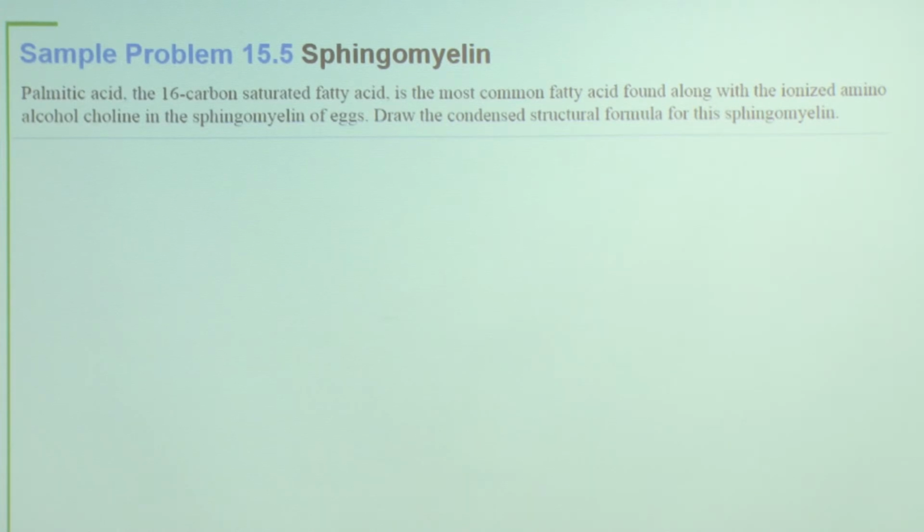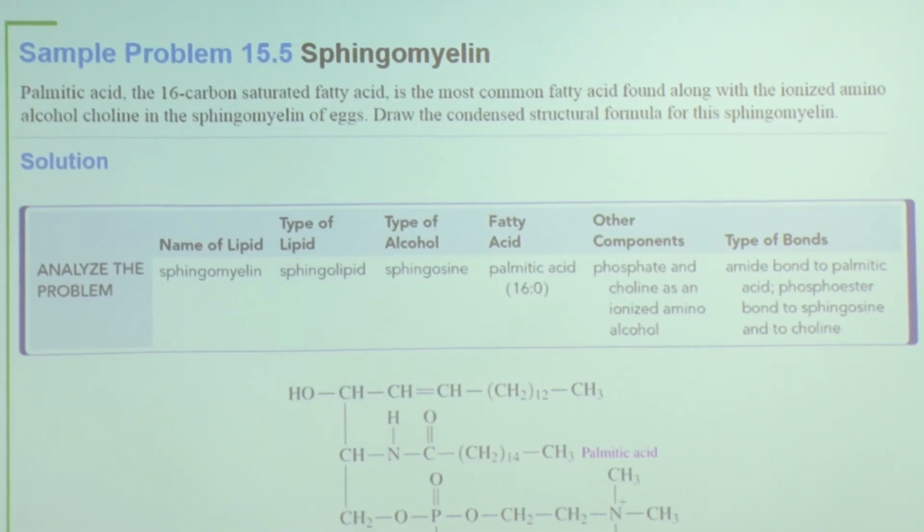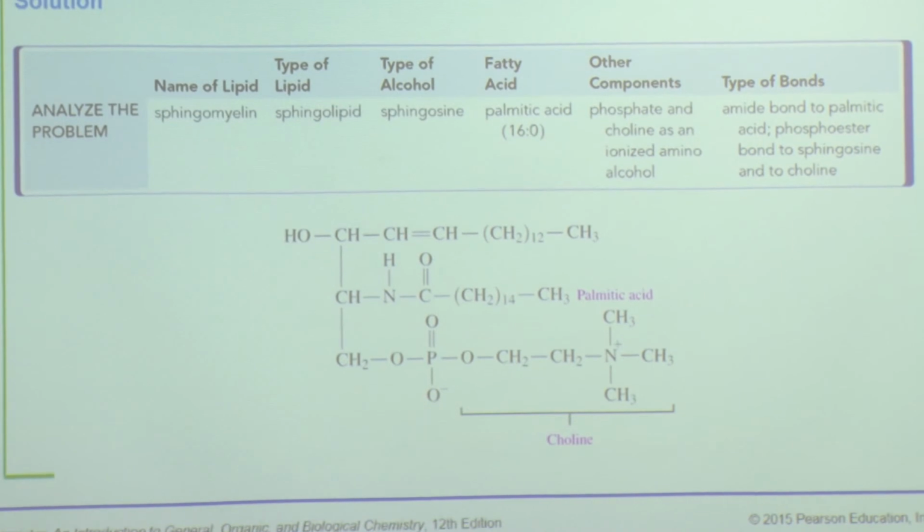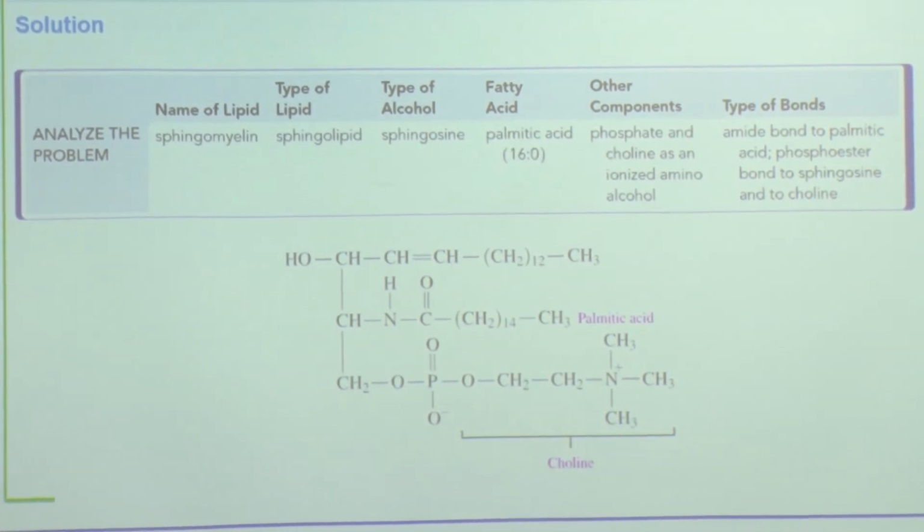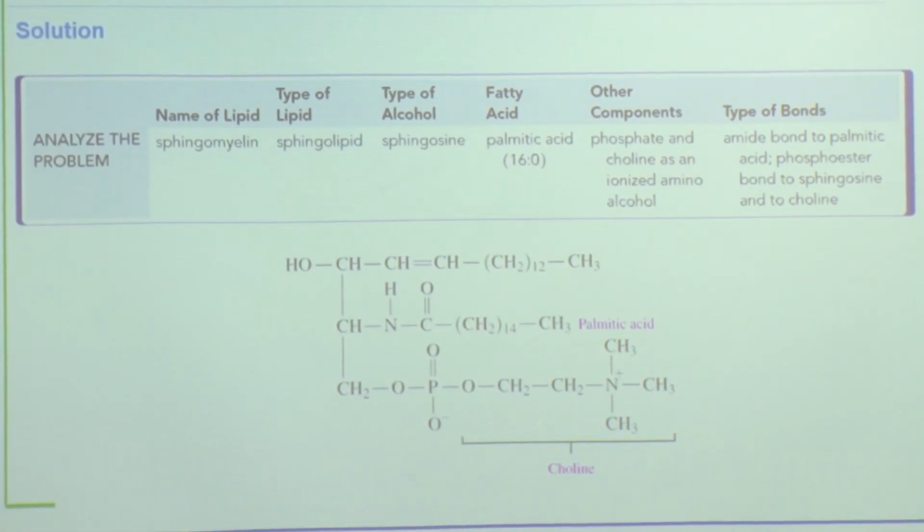Page 530. So you have a sphingosine molecule, connected to one fatty acid, and here your fatty acid is palmitic acid, a 16 carbon structure. And you're also connecting the choline and phosphoric acid molecules.